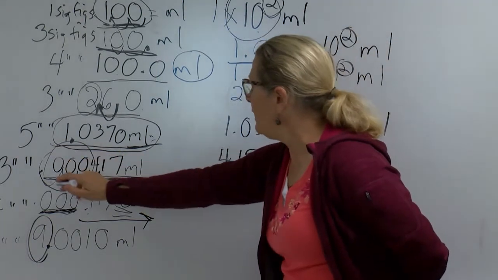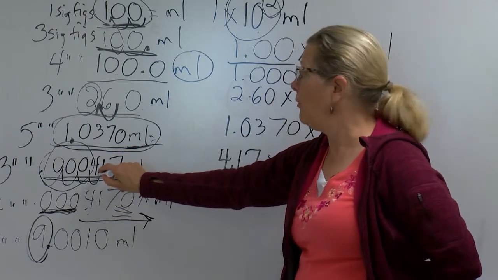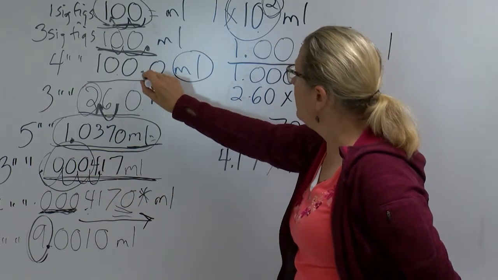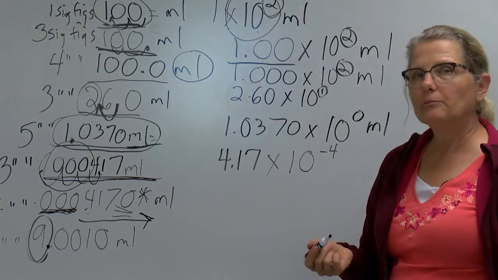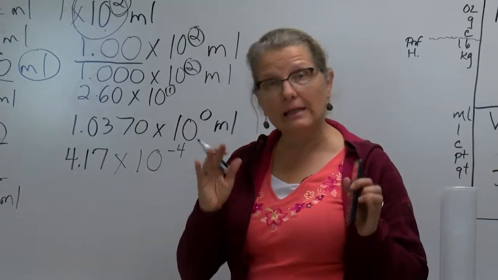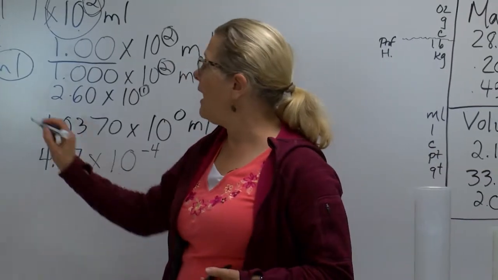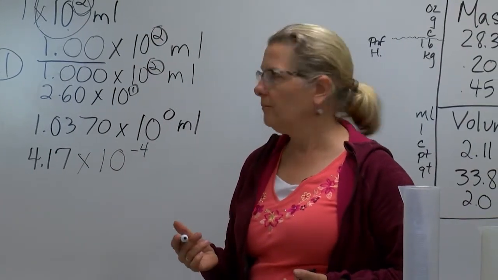When you are moving to the right, we say a negative exponent. When you are moving to the left, we use a positive exponent. You can go on Khan Academy if this is confusing. There's a lot of great lessons on significant figures and on scientific notation that you can practice with.